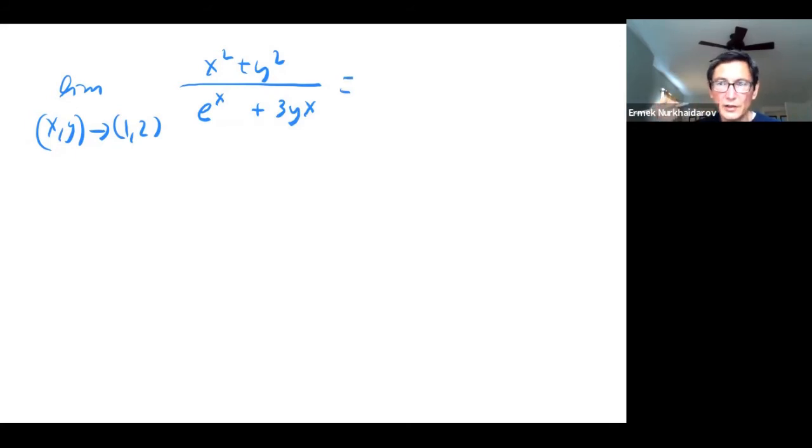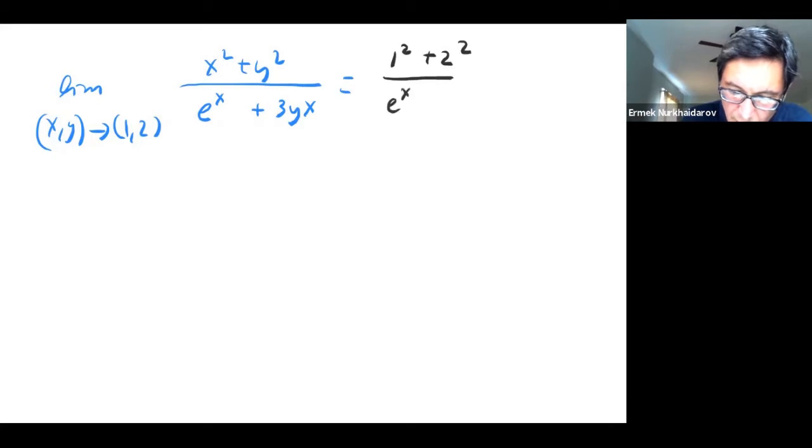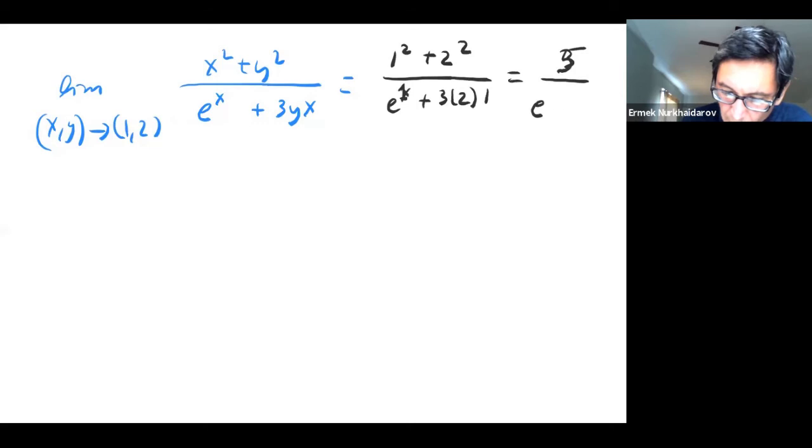So we'll do the same thing as we did in calculus 1 to evaluate limits. We take the limit value and substitute it into the function. Basically we're asking the function, what is your limit? And we just substitute in the limit value. So we substitute 1 for x, 2 for y. And we're going to get 5 over e to the 1, right? 1 for x. e plus 6. And that will be the limit value of the function.